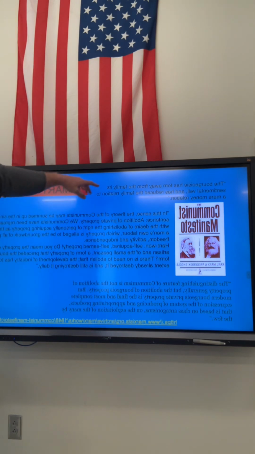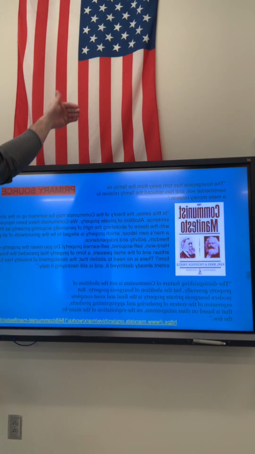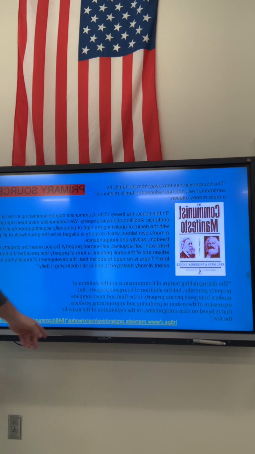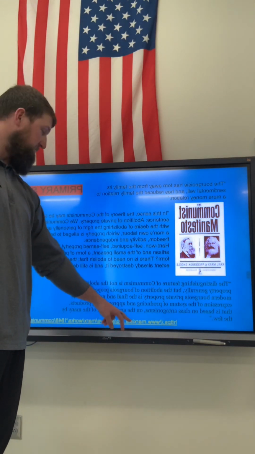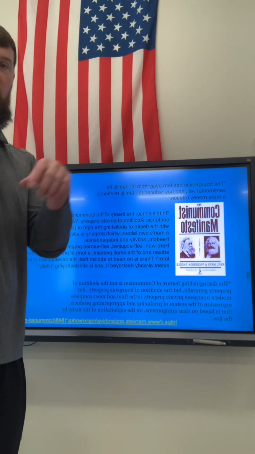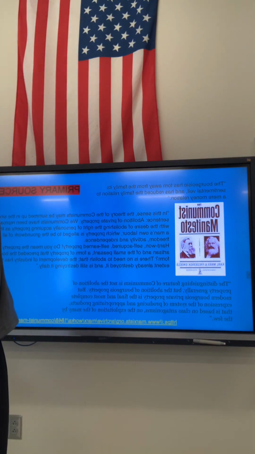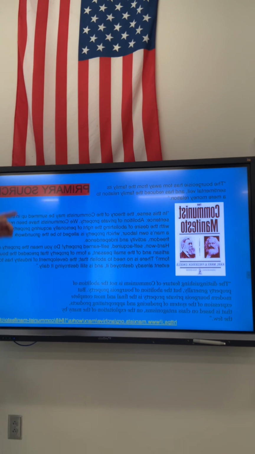I would actually read these to them and make sure they understood what we were reading, and then they would get on their Google Classrooms. I would already have this pulled up. There's a link here. I would have it pulled up on their Google Classroom so they can see the actual Communist Manifesto as they read. This would also lead into our primary source activity.